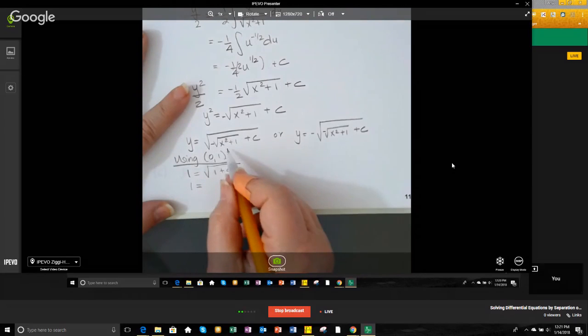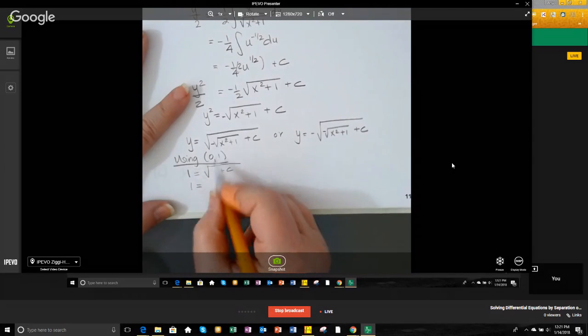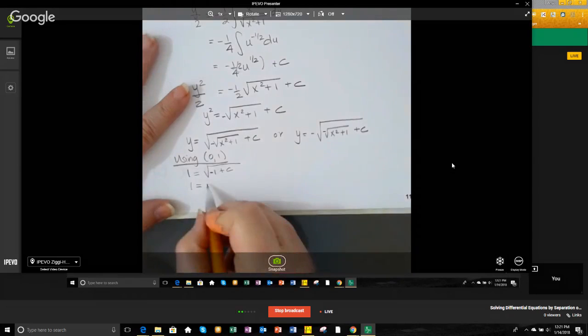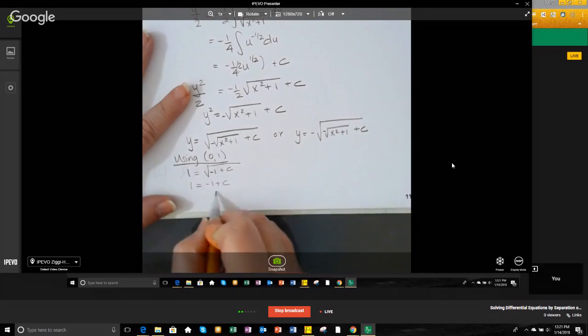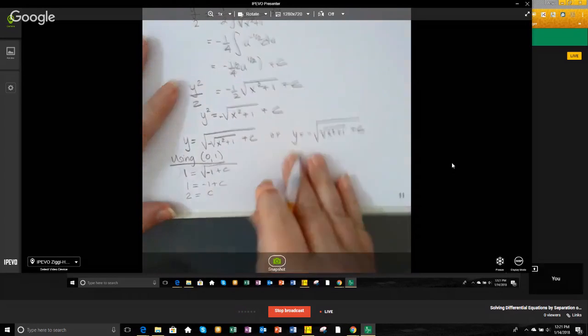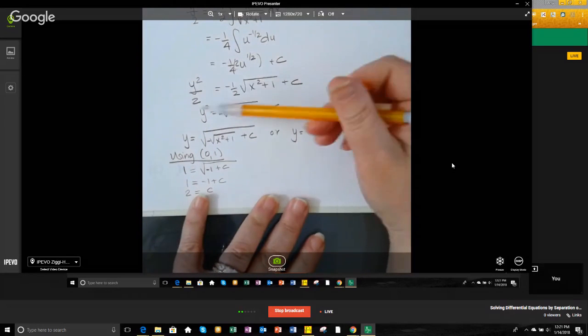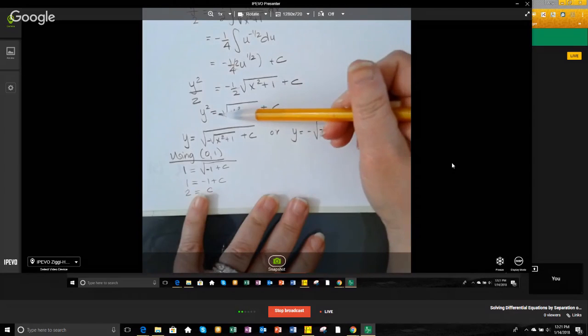So when I... this is negative 1. So when I square both sides, I get negative 1 plus c. C equals 2. Sorry about that. See, what happened was that I forgot this negative when I multiplied everything by 2. This is still negative here.